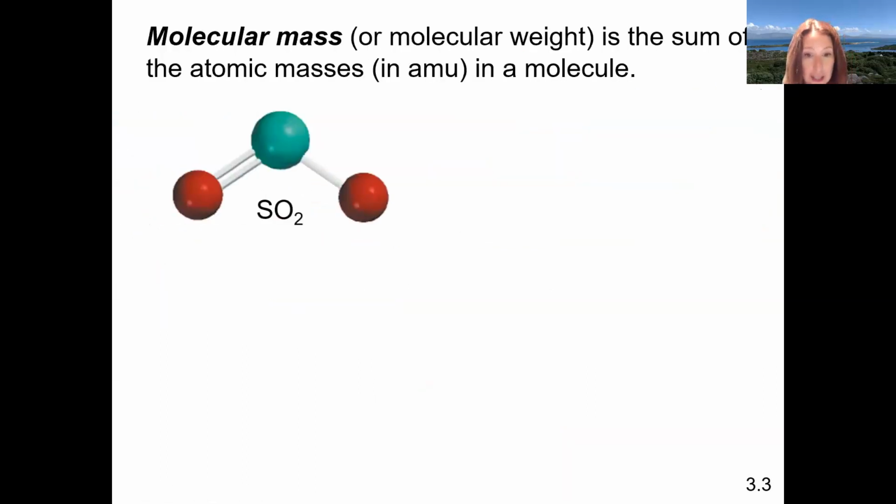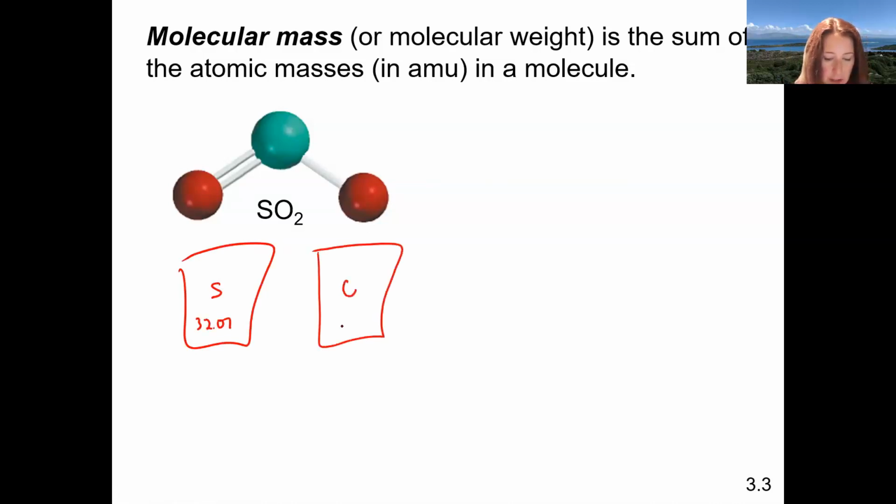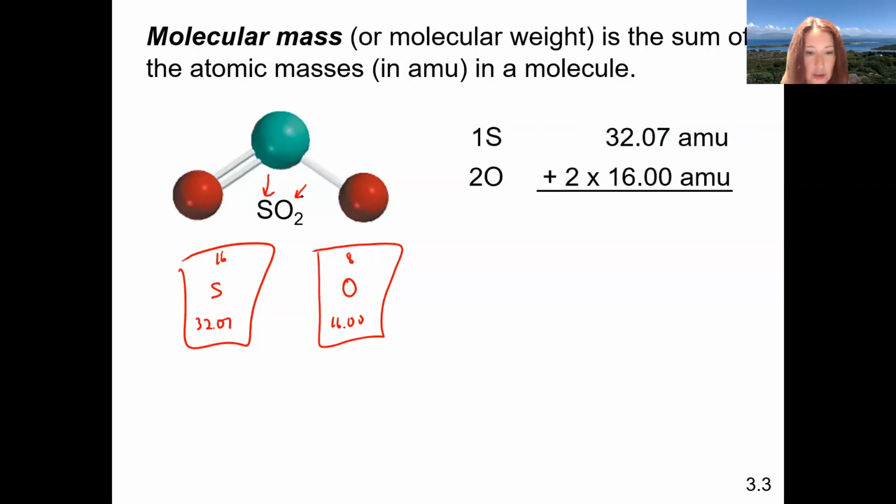Okay, so molecular mass. Molecular mass is we just add them up from the periodic table, right? So if we have sulfur, sulfur is 32.07, and then oxygen is 16.00. I don't know what sulfur's atomic number is. Sulfur is 16. So we just add these. You can see we have one S and two O's. So we have one S and two O's. And so we just add, right?